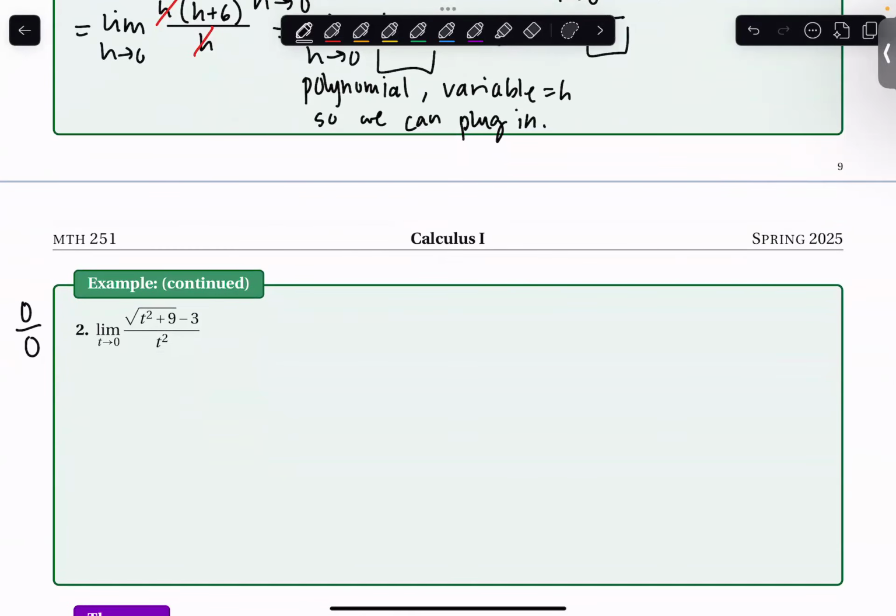Okay, so of the 3 options, what should we try to do here? Which form of manipulation can we do? Am I going to factor? Am I going to get rid of a square root? Or am I going to combine a fraction?